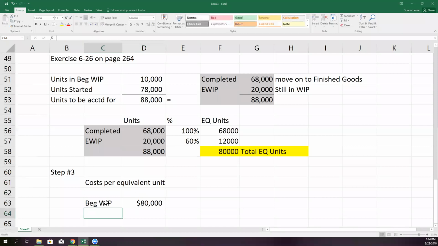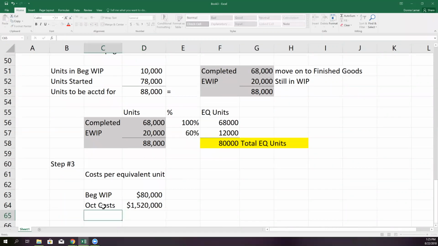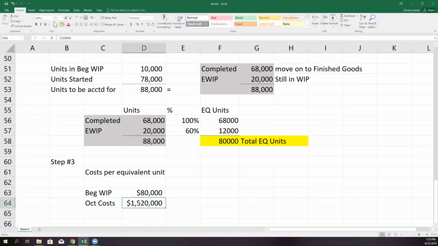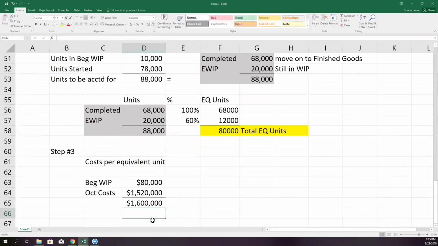Then during the month, we added a whole bunch more. So October costs, that would be materials, labor, overhead. They didn't differentiate them. They just gave us the grand total of all those costs together, $1,520,000. So the grand total that was spent to make all these products during October was $1.6 million.